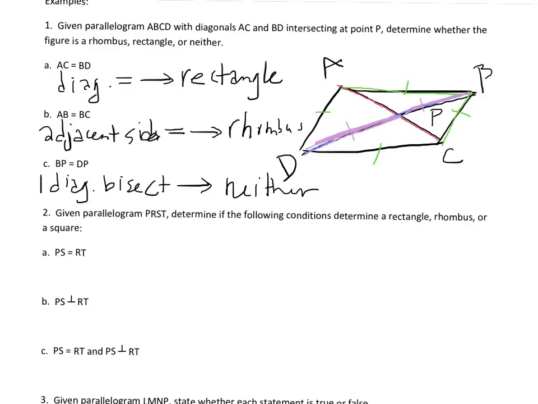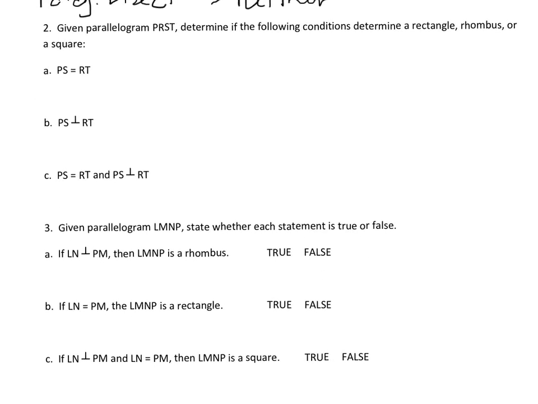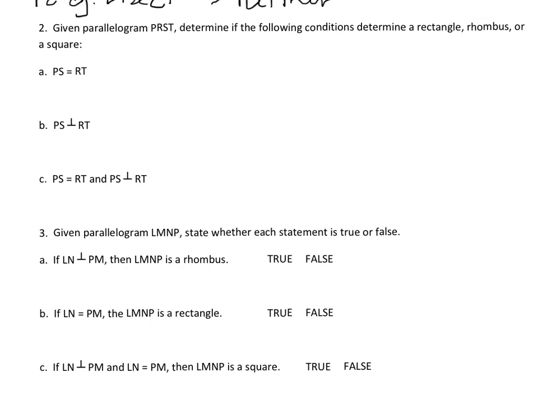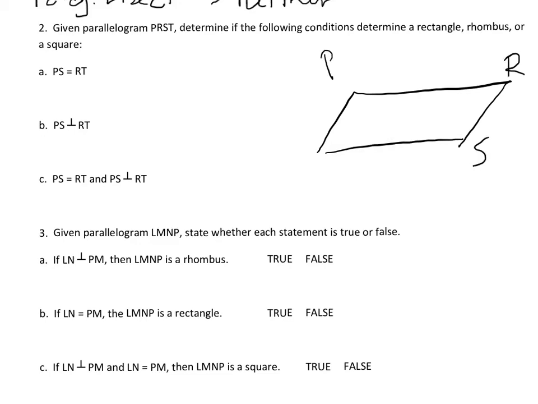Moving on to the next example. We're given a new parallelogram, PRST. So once again, I'm just going to sketch a basic parallelogram to get a better picture: P, R, S, and T. And determine if the following conditions give us a rectangle, rhombus, or a square. So PS equals RT.